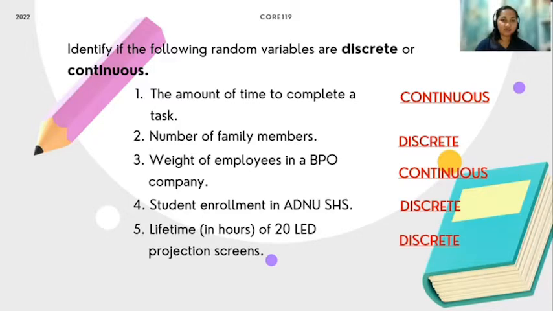Let's say, for example, the weight of employees in kilograms in a BPO company. If we are asked to round off the data to, let's say, the nearest kilogram, thus this measure is now discrete.